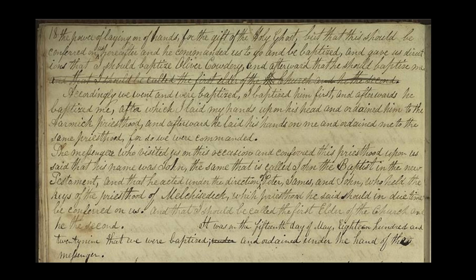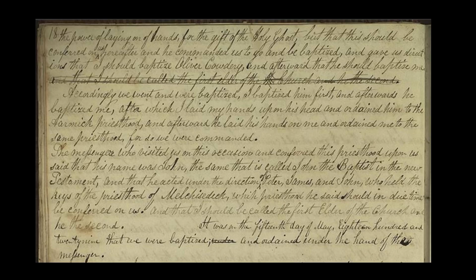After the story of the ordination and the baptism, draft 2 then gives us the angel's name. So maybe I messed up the lead on that one. But anyway, he says, "The messenger who visited us on this occasion and conferred this priesthood upon us said that his name was John, the same that is called John the Baptist in the New Testament, and that he acted under the direction of Peter, James, and John, who held the keys of the priesthood of Melchizedek, which priesthood, he said, should in due time be conferred on us, and that I should be called the first elder of the church, and he the second," Oliver Cowdery.